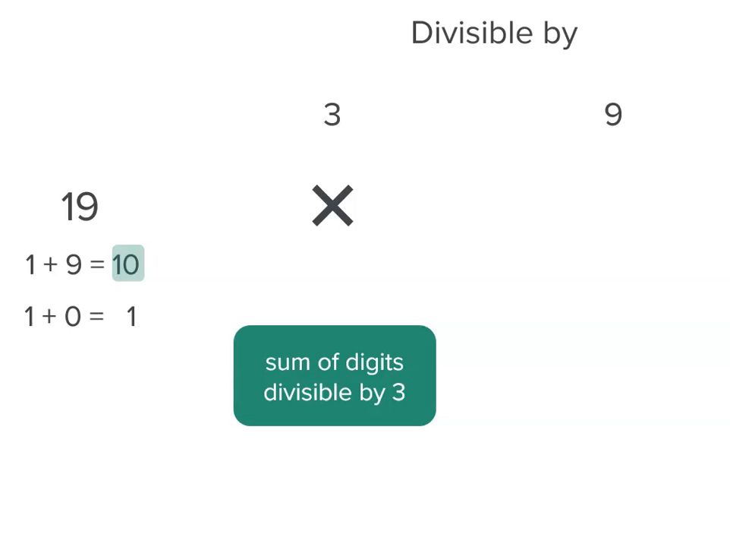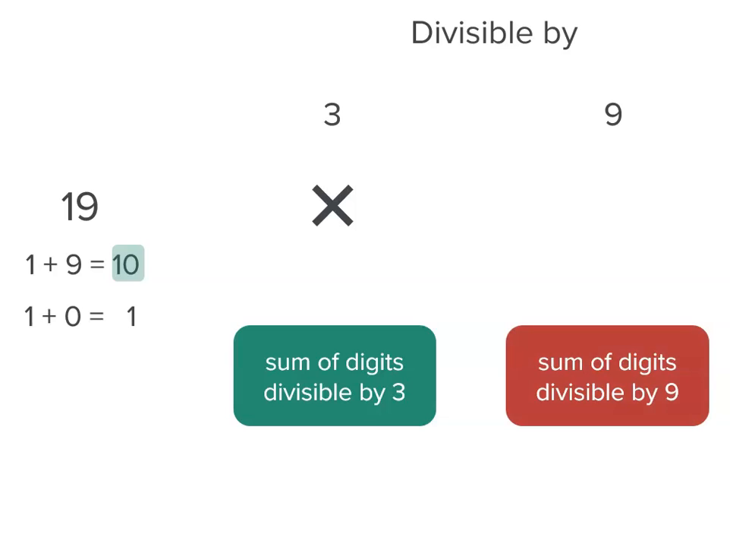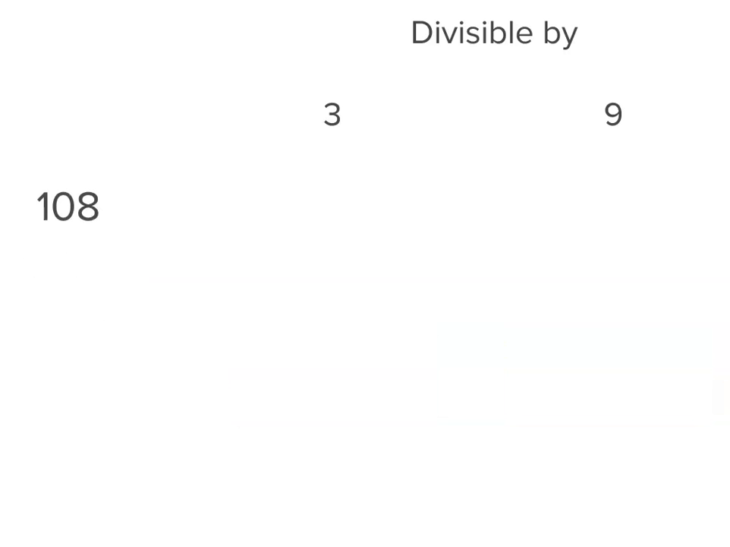Now, is it divisible by 9? Well, to be divisible by 9, the sum of its digits must also be divisible by 9. Well, 1 is the sum of its digits, and that's not divisible by 9. But here's the thing. If it's not divisible by 3, it can't be divisible by 9, because 9 is divisible by 3 itself.